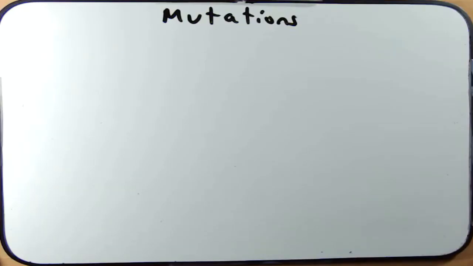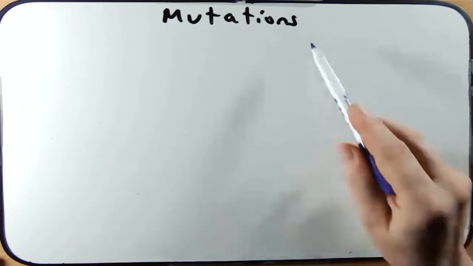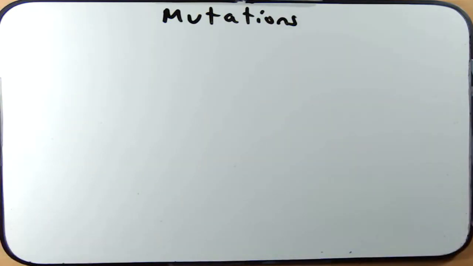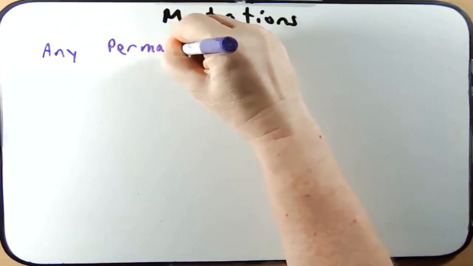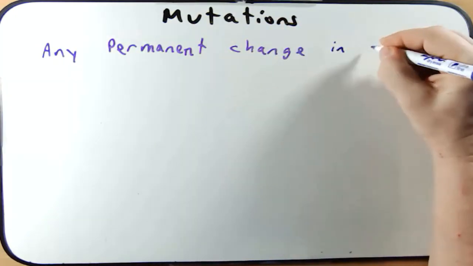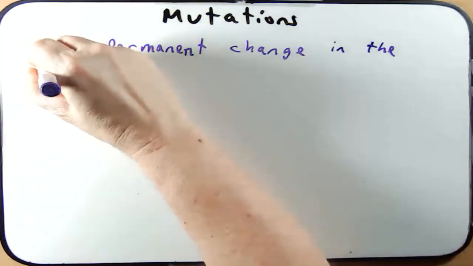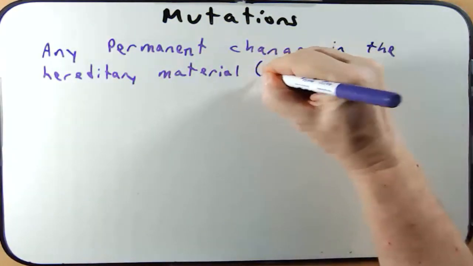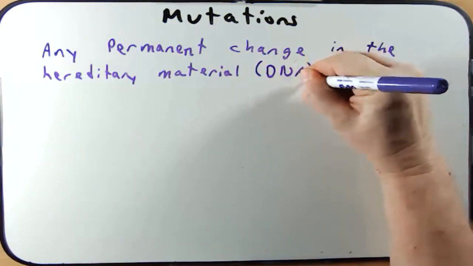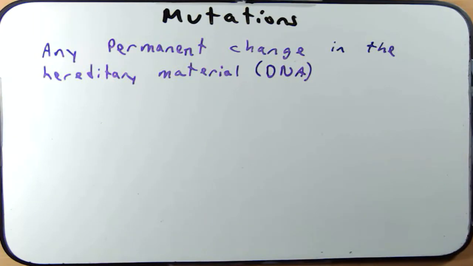All right, the last evolutionary mechanism that we want to talk about are mutations. Let's begin by just providing a simple definition of a mutation. These are any permanent change in the hereditary material, which is, of course, usually DNA. The only time we see RNA as the genetic material is in some viruses.